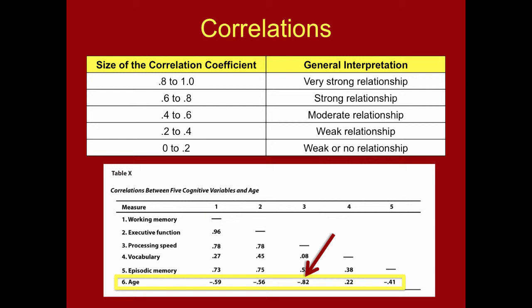This relationship is indirect or negative, which means that as age increases, processing speed decreases. Age also has moderate indirect relationships with working memory, executive function, and episodic memory, which is the type of memory we have when we're remembering past personal experiences. Lastly, there is a weak direct relationship between age and vocabulary, meaning that as age increases, there is also a weak relationship with the increase in vocabulary.